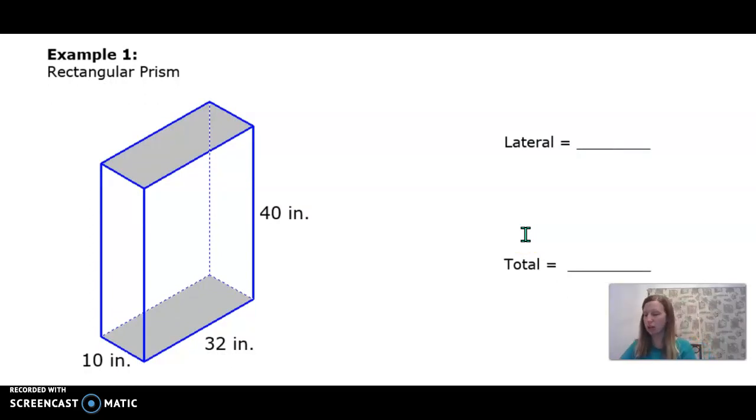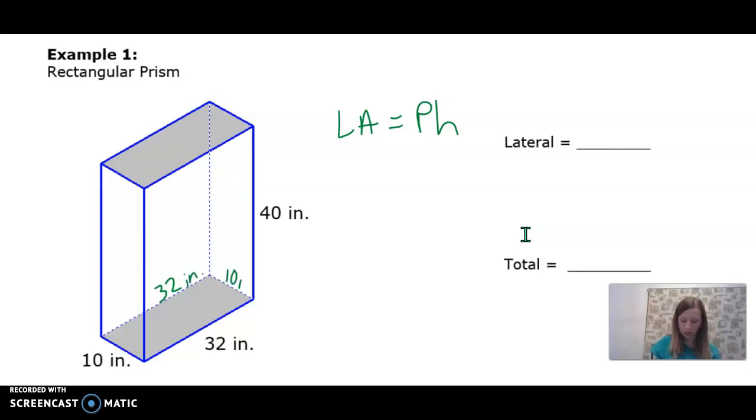So let's go ahead and look at the rectangular first, and let's look at the lateral surface area. So the formula for lateral surface area is pH. So we need the perimeter of the base. The bases are shaded. So remember, if it's a rectangle, opposite sides are equal. So this side is 32 inches and this side is 10 inches. And you just add them all up. 32 plus 32 plus 10 plus 10. And we get 84 inches.